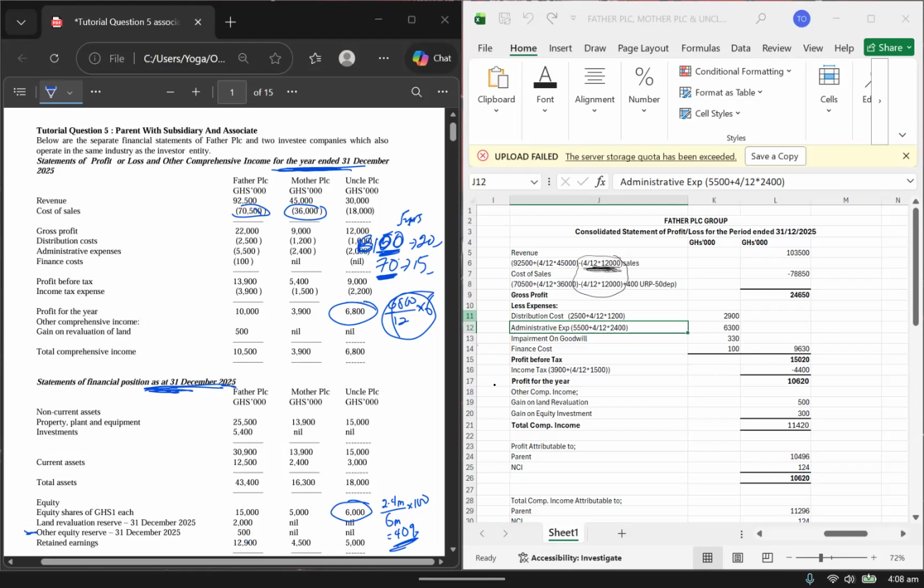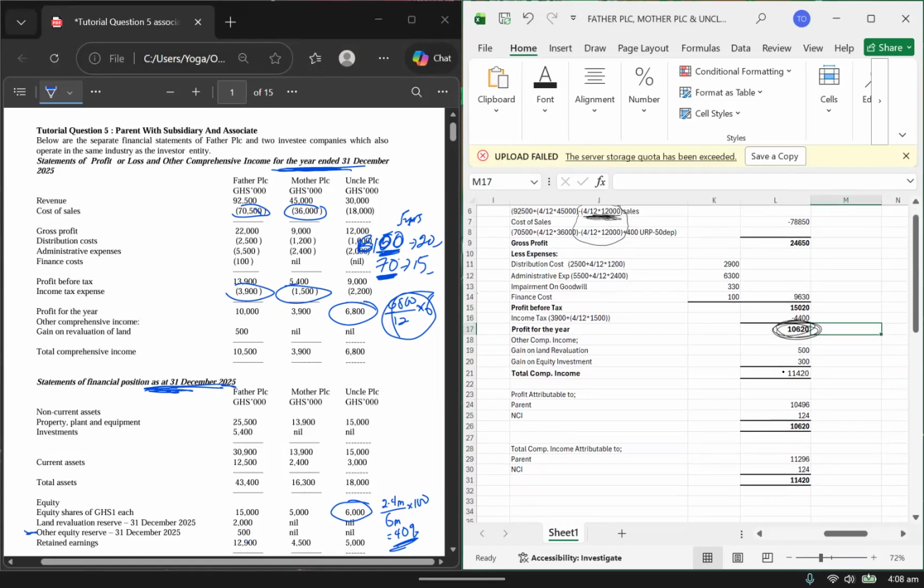Then you bring your tax. Where is it? 3900. You strike this 1500. You get 4400. You subtract. You get profit for the year. So it is this profit for the year that we are going to share at this place.